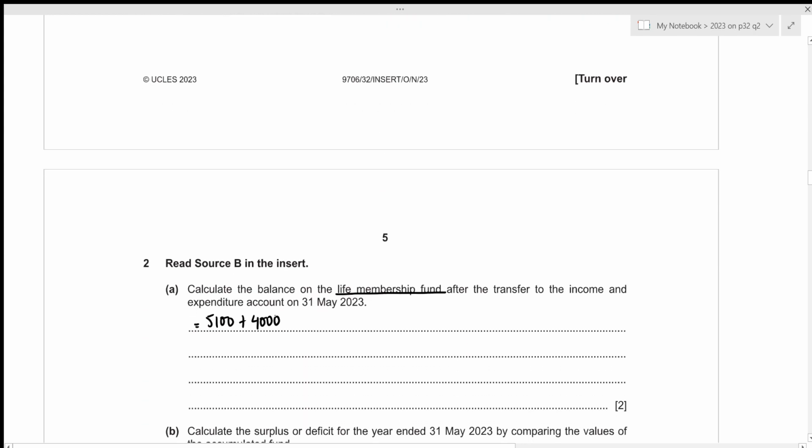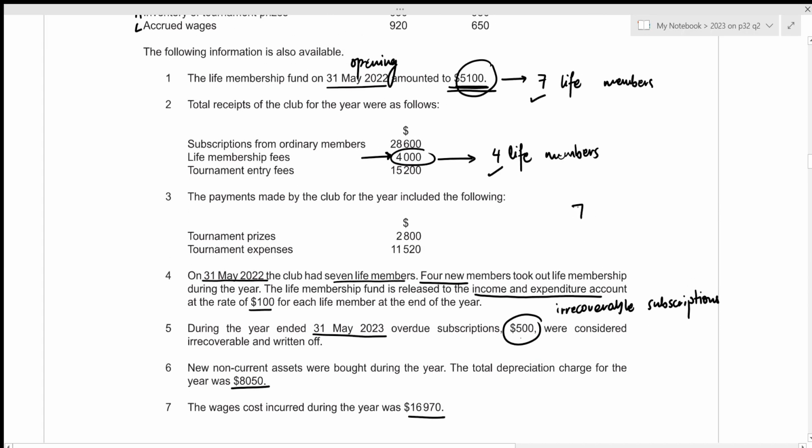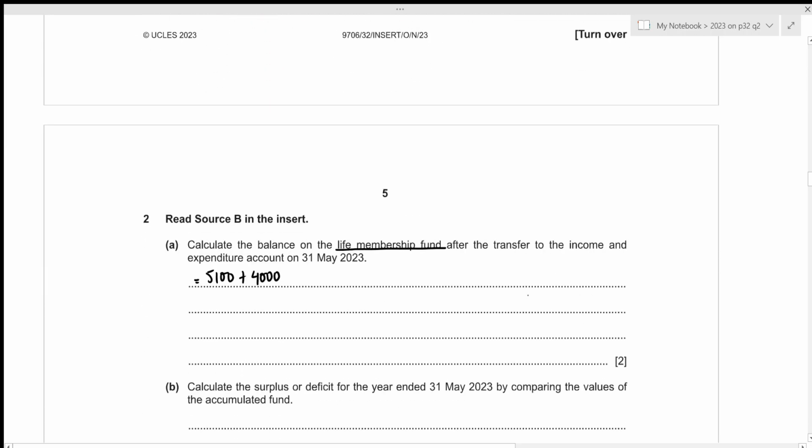And remember that each year, 100 per life member is to be taken out to the income and expenditure account. And in this case, we have 7 plus 4 life members. So that's a total of 11 life members. So for 11 of those members, we have to take out 100 for each life member. And we need to release it to the income and expenditure account. And after releasing it, the same amount should be subtracted from the life fund as well. So we need to subtract it. That is just going to be minus 11 times 100. And this gives the balance on the life membership fund after the transfer to the income and expenditure account on 31st May 2023 to have the value of 8,000.